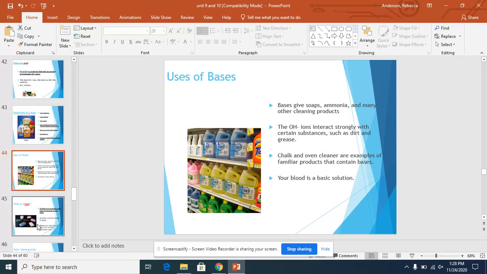So the uses of bases, you only have to write one use down. So bases is what gives soap, ammonia, and many other cleaning products their cleaning power. The OH minus ions interact strongly with certain substances such as dirt and grease. Chalk and oven cleaners are also examples of bases, and your blood is an example of a basic solution.